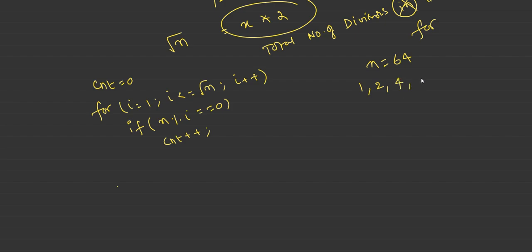5 is not a divisor. 6 is no. 7, 8. Next will be 12, no, 14, no, 15, 16. 16, next 32 and 64. And if you observe, square root of 64 is 8 now, and we are taking the inclusion of 8.